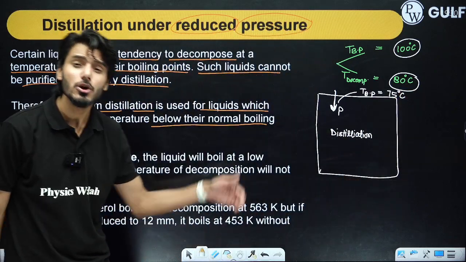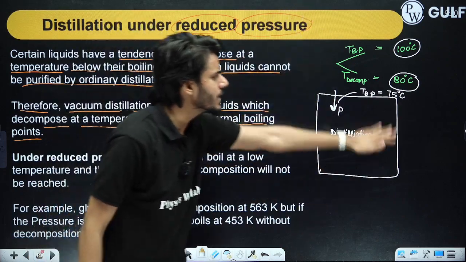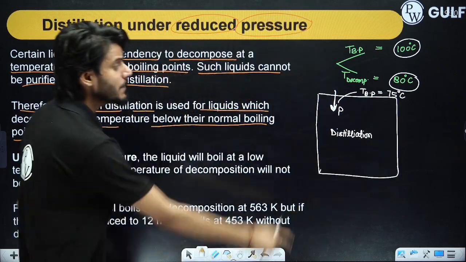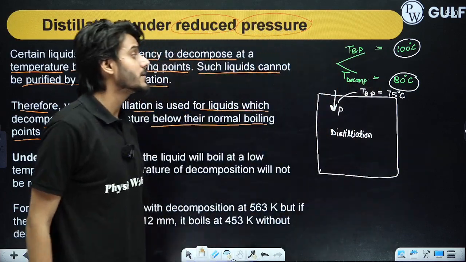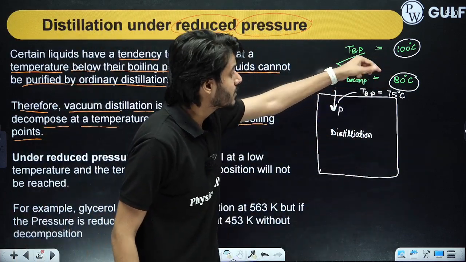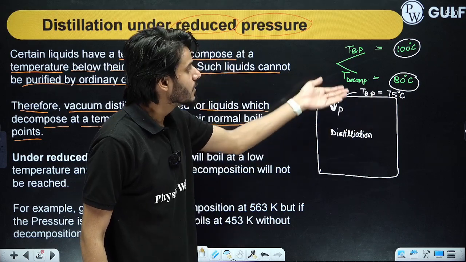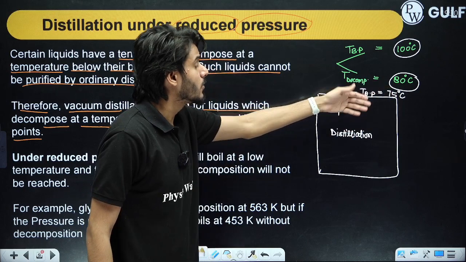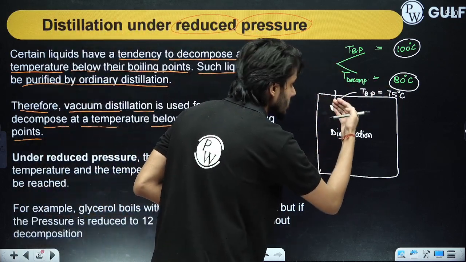You just have to reduce the pressure. Yes, I can do this. If you decrease the pressure, the boiling point decreases up to 75 degrees Celsius. Now the temperature at which it decomposes is 80 degrees Celsius. You might say, sir, the temperature is very low at this point, but maybe by mistake the temperature reaches 80 degrees Celsius, and our whole distillation will be destroyed because the organic substance is going to decompose.